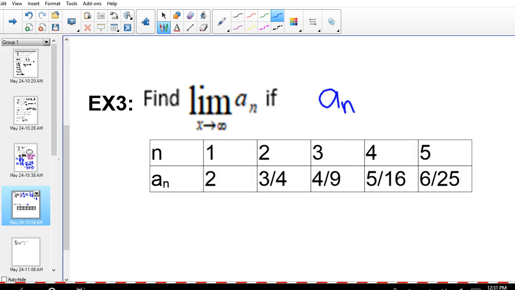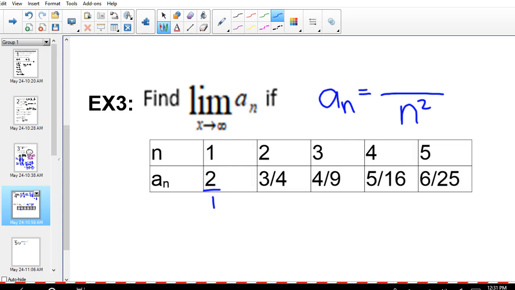So in this case, if I look, I know n is 1, so I've got 2, but then I got 3/4, 4/9, 5 over 16, 6 over 25. It might help if I make this 2 over 1. Let's just look at the denominator right now. What does the denominator look like? It is that n value squared, right? 1 squared would be 1. 2 squared is 4. 3 squared is 9. 4 squared is 16. 5 squared is 25. So that bottom number is just my n squared.